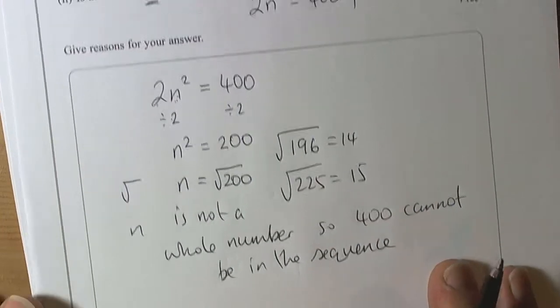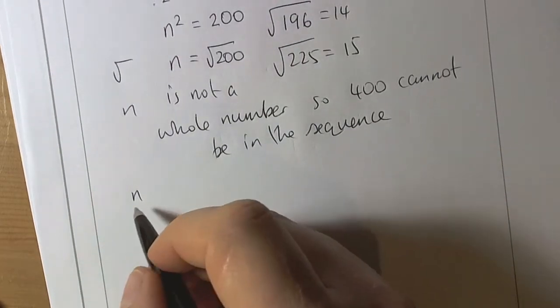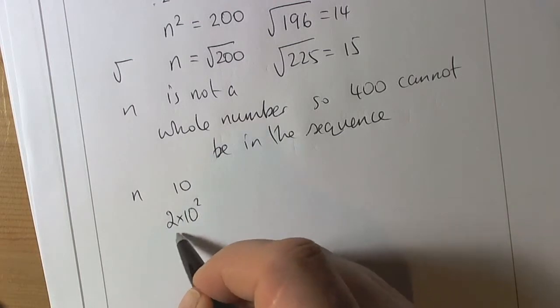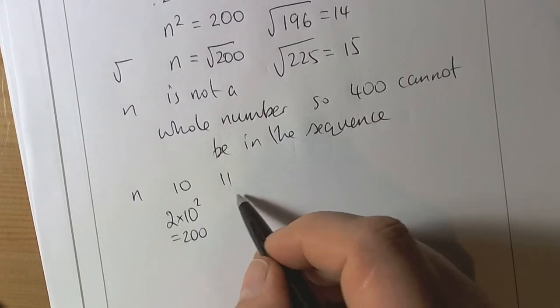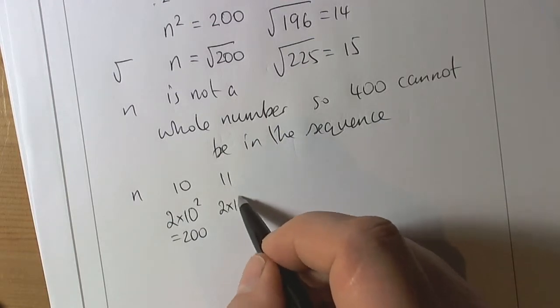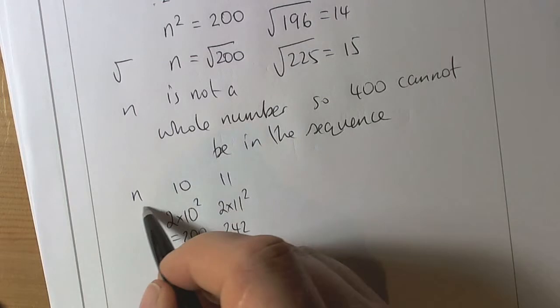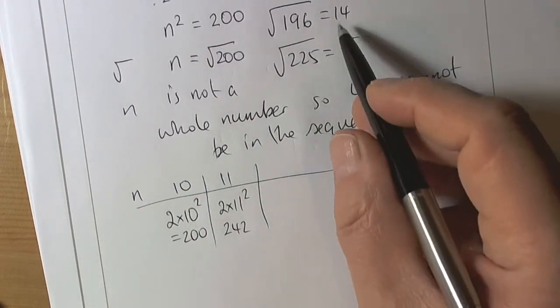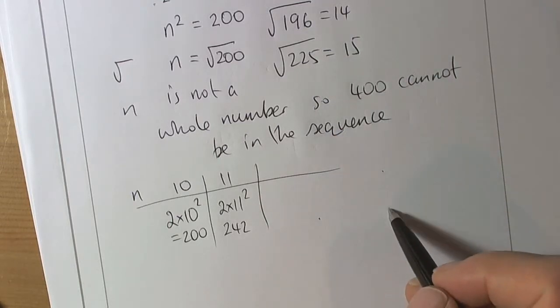There are other ways that you could have done this question. You could have done a table, and you could have said, well, let's see what happens when n is 10, then 2 times 10 squared is 200. What happens if n is 11, and so forth. And you could have built it up, 2 times 11 squared, well, 11 squared is 121, so 2 lots of that is going to be 242. So you could have built up a table of what's happening as the sequence increases, and then you'd have found that the 14th term would have been below 400, and the 15th term would have been above.